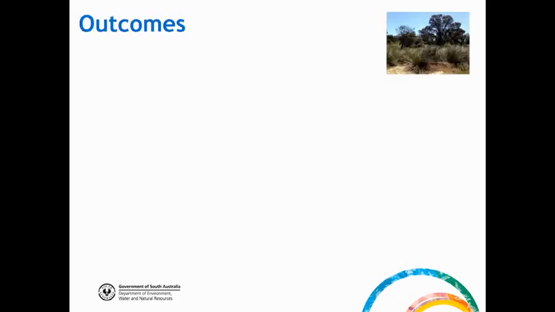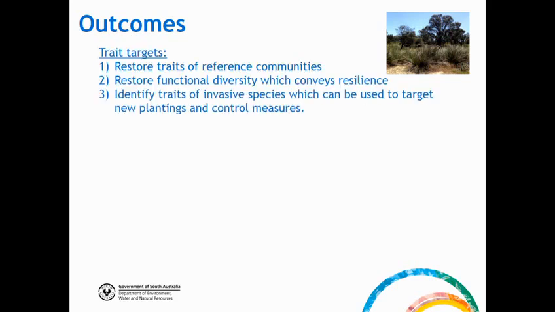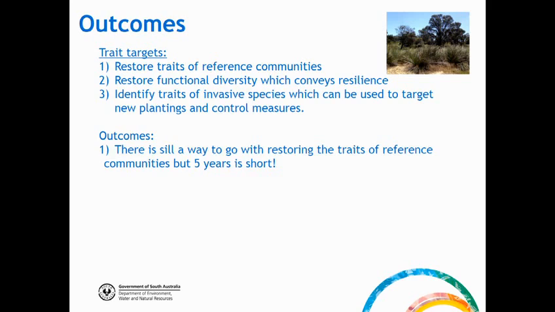And so overall, in terms of the outcomes of the work that we've done so far, in terms of these trait targets that we had, to restore traits of reference communities, to restore functionally diverse systems which convey resilience, and to identify traits of invasive species which can be used to target new planting measures and controls, I think there's still a long way to go in terms of restoring the traits of reference communities. But 5 years is really a very short time period.